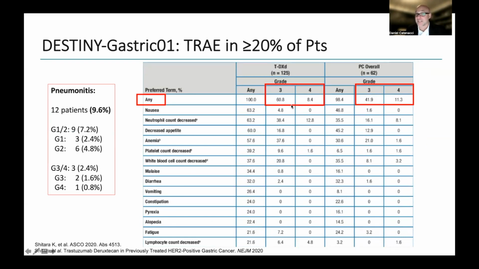And again, that's because it is chemotherapy. And I always want to point out a unique side effect of the T-DXd, and that is pneumonitis, inflammation in the lungs. And in the initial report, from the abstract report, we saw that about 10% of patients had some form of pneumonitis, and about 2.5% of patients high grade.